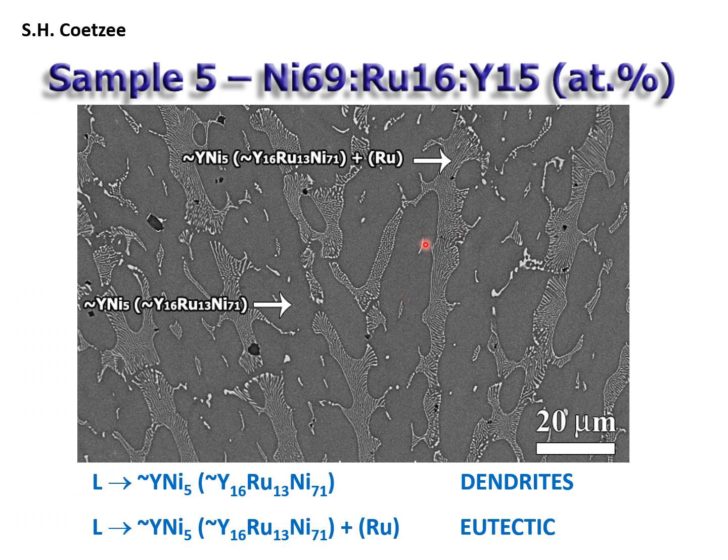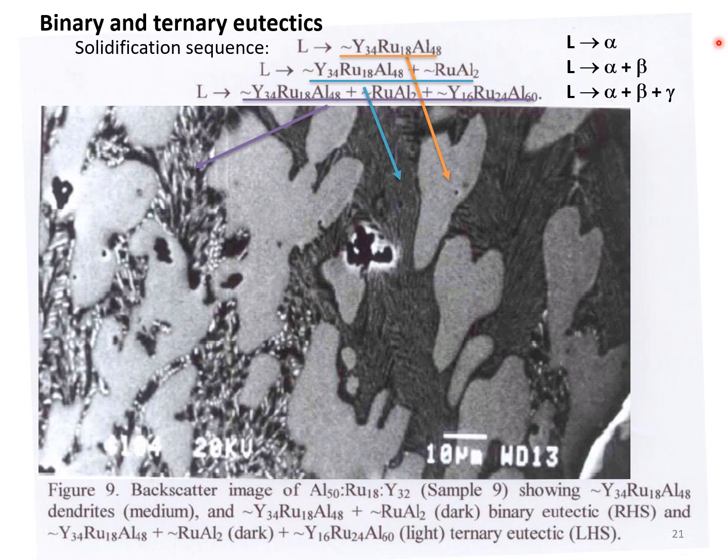Here's another example where we've got the dendrites and then the eutectic. And here's a nice example where you've got the dendrites, so single phase, then a two-phase eutectic, a binary eutectic, but it's within a ternary system. And now you've got what we call a ternary eutectic, which is at lower temperature than this. And here it would be the last thing to form. And you can see you've got three phases in there: dark, medium, and very light.